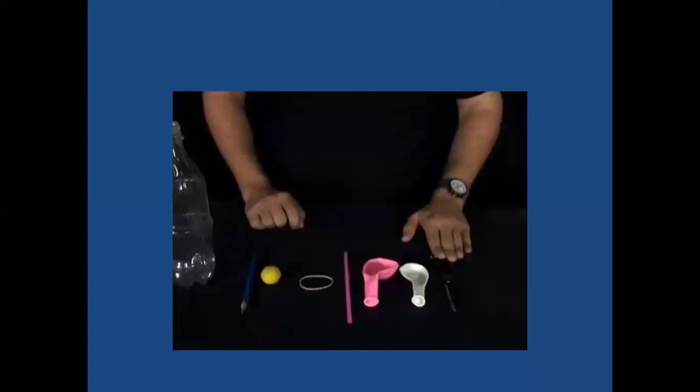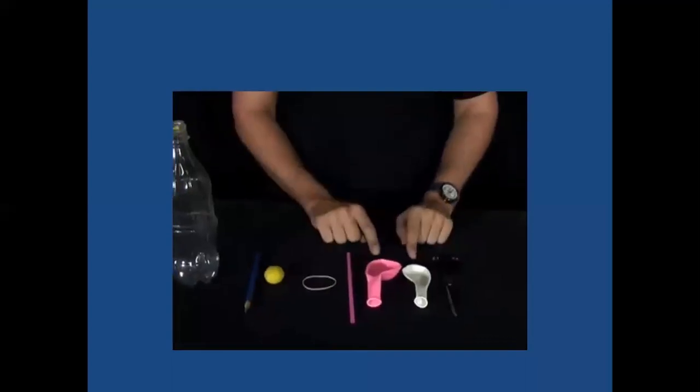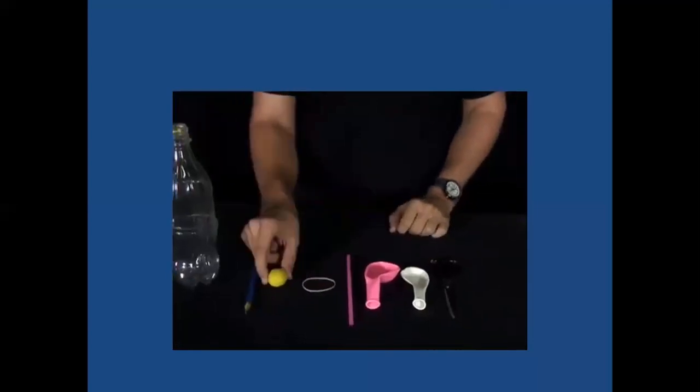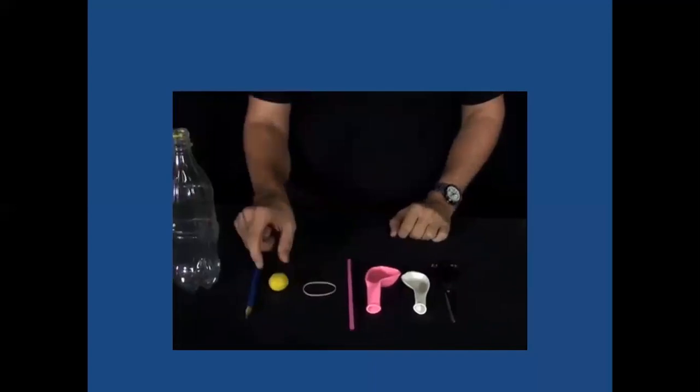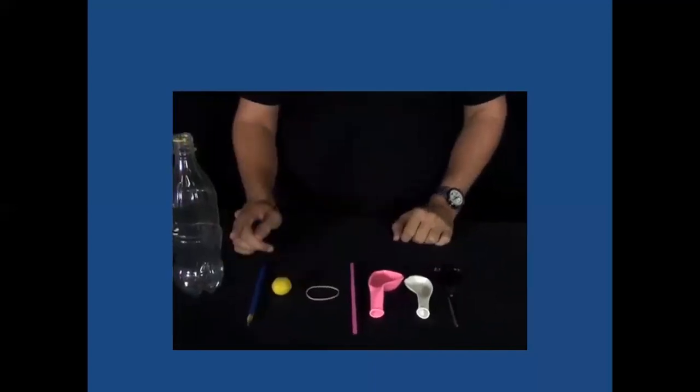What you'll need is a pair of scissors, 2 balloons about 30 centimetres in diameter, a straw, a rubber band, a piece of plasticine about 2 centimetres across, a pencil, and a plastic bottle about 600 millilitres large.